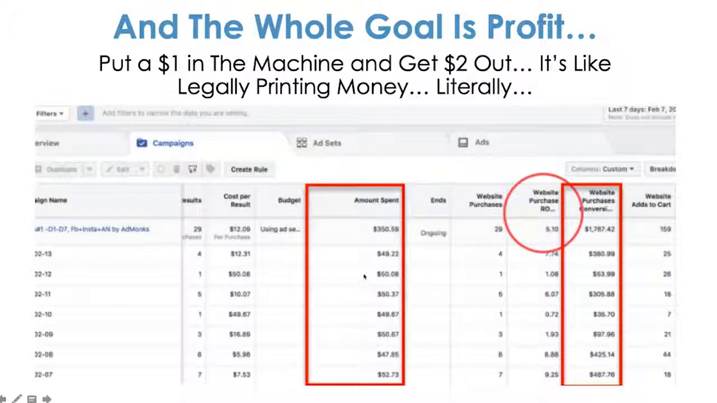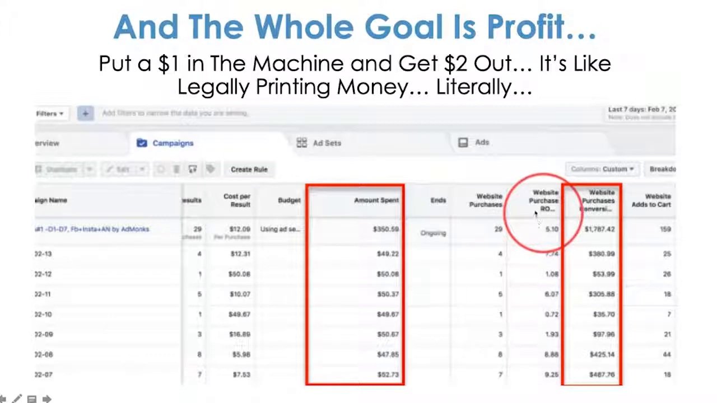Now, guys, you're not going to win on every single campaign. That's why it's important to create multiple campaigns. So if you notice here, we have $49 spent, $380, $50, $53, $49. We actually lost money on this one, so we're going to cut this one off.